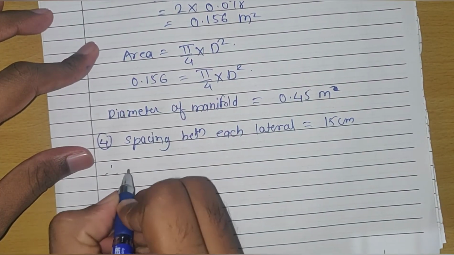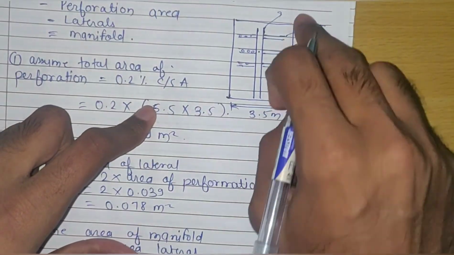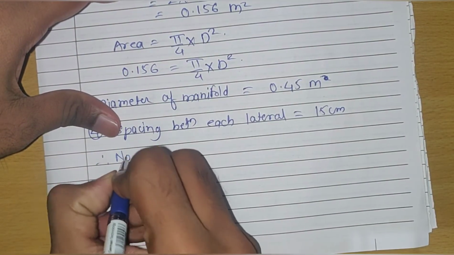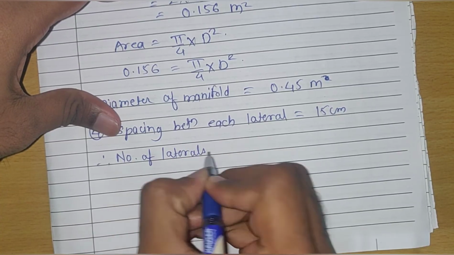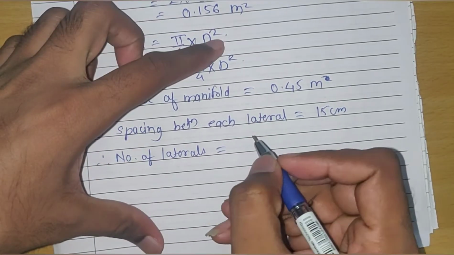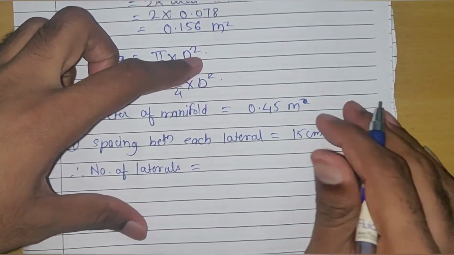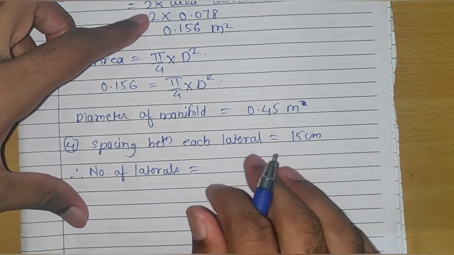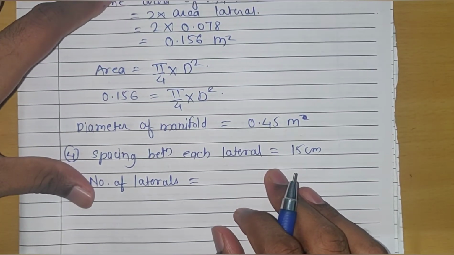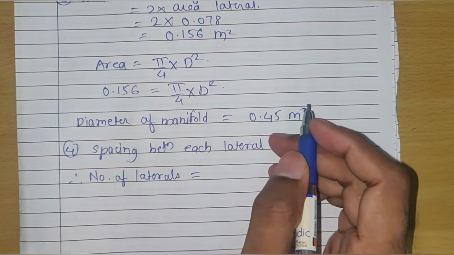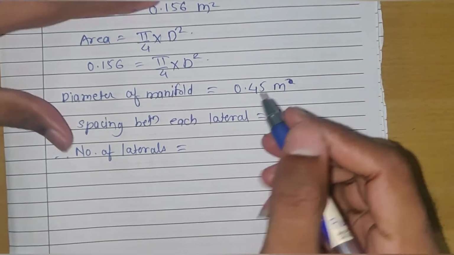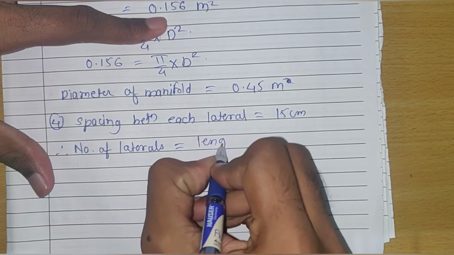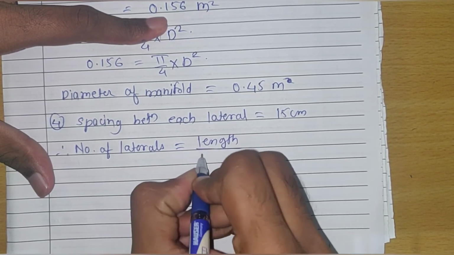So the number of laterals along the length can be calculated by total length upon spacing, that is, total length of the rapid sand filter divided by spacing.